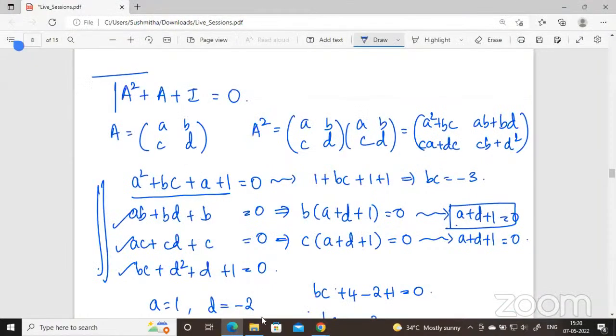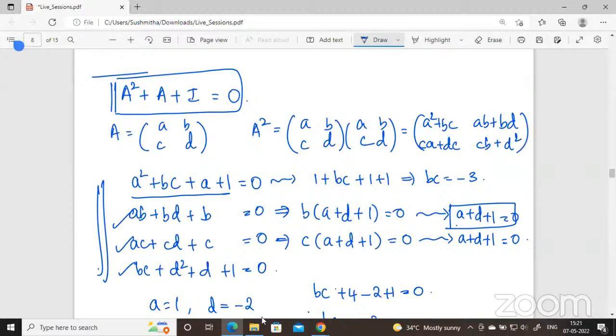I want to check whether there exist matrices such that A squared plus A plus I is equal to 0. Right? So I'm just checking if that is possible. For that, I'm taking A to be any matrix, A, B, C, D, and then finding A squared. I want this to happen. So entry wise, I'm writing down what is needed. And then I'm doing trial and error and trying to find out 4 numbers A, B, C, D such that all 4 equations are satisfied. That's it.